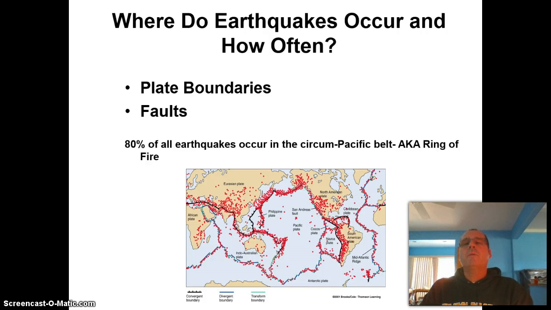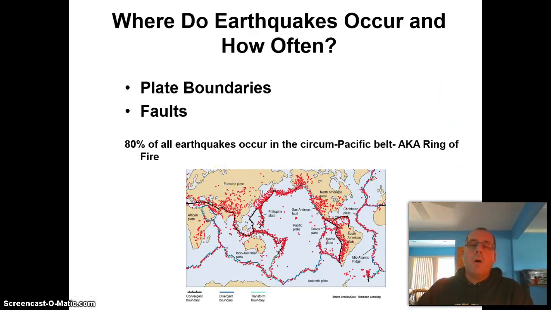So where do most of the earthquakes occur, and how often? We know earthquakes occur on plate boundaries. So in this picture right here, all of these are known earthquakes, and right along here is actually called the Ring of Fire, where we've got a lot of earthquakes and volcanic activity. So you can see there's quite a few earthquakes along plate boundaries. But then if you look around, you see some that are a little bit away from plate boundaries. So those would be faults.